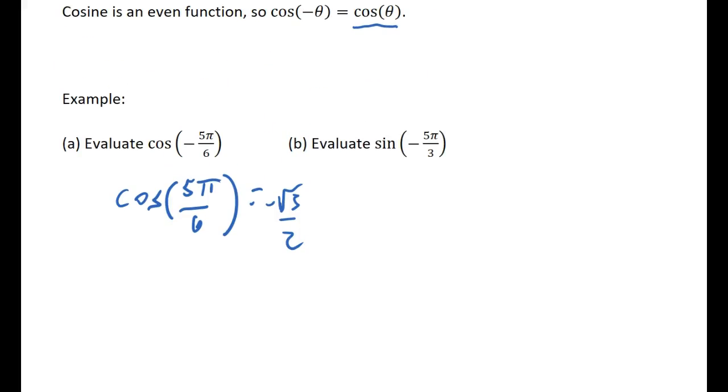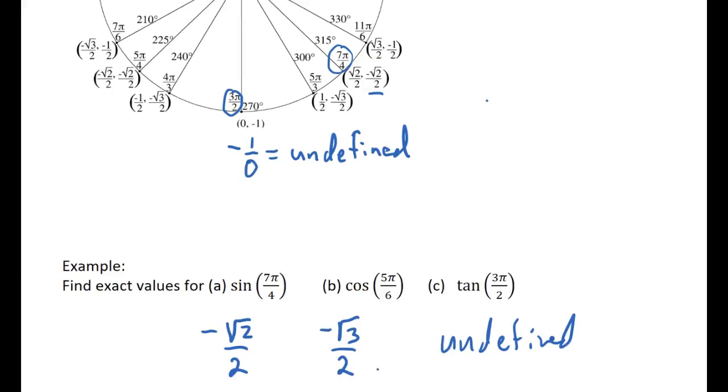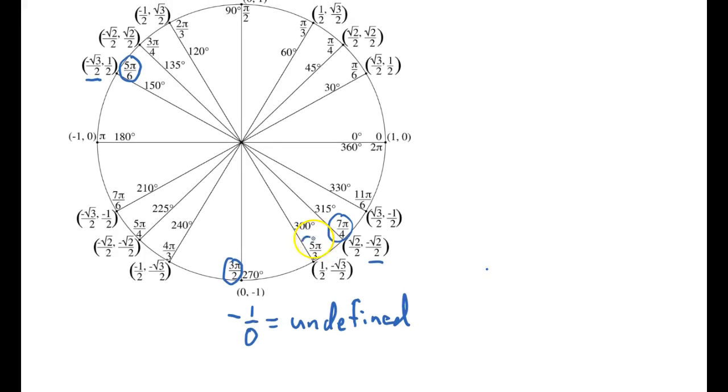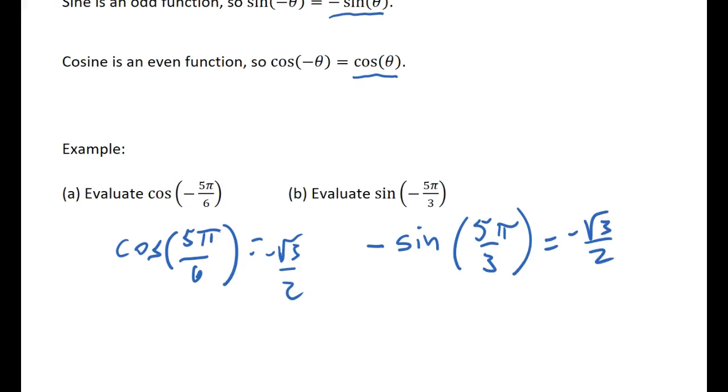All right, now the sine of negative 5 pi over 3 is going to be equal to the negative sine of positive 5 pi over 3. So I'm going to go to positive 5 pi over 3, which is right here. I'm looking for sine, so I take the y value, and it's also negative root 3 over 2. And that's how you find sine, cosine, and tangent on a unit circle.